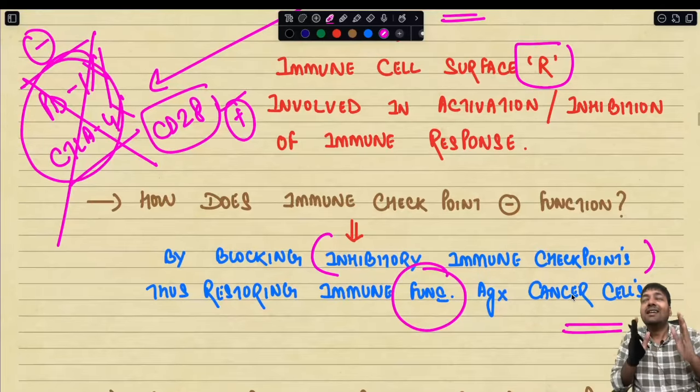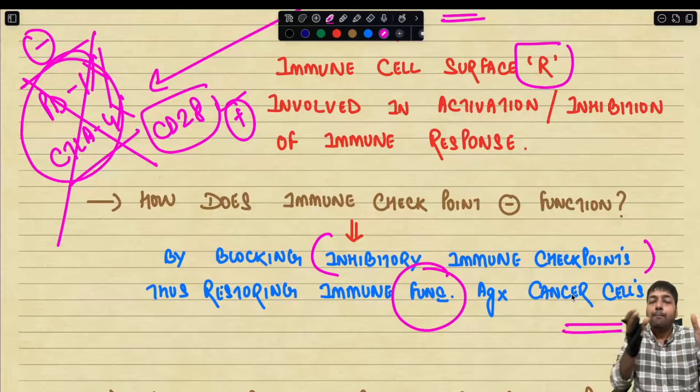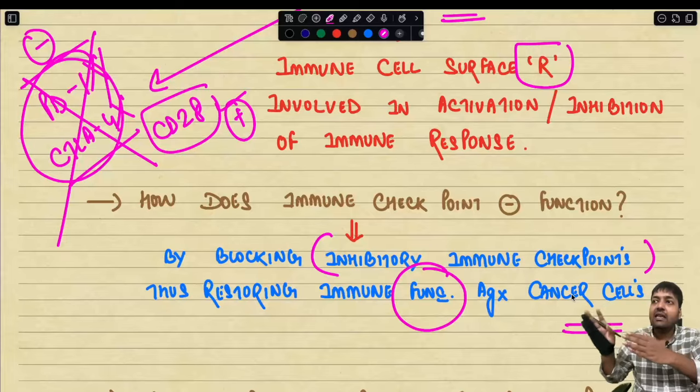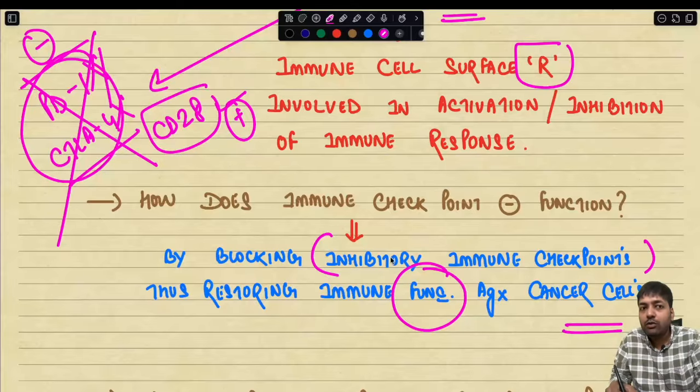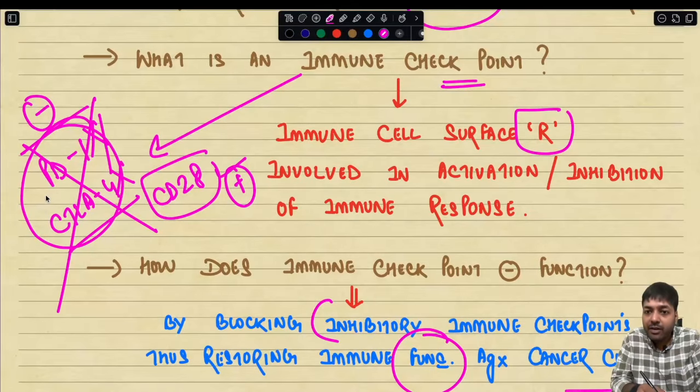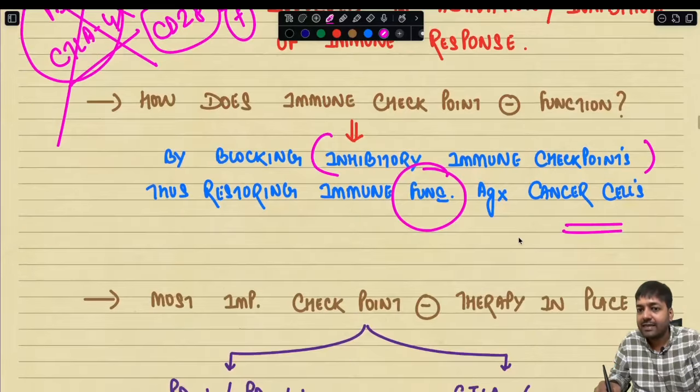So in immune checkpoint inhibitor therapy, we are using the patient's own immune system to kill the cancer cell. This is the basic mechanism. So how do we do that? We inhibit the inhibitory immune checkpoints, and thus we restore the immune function against the cancer cell.